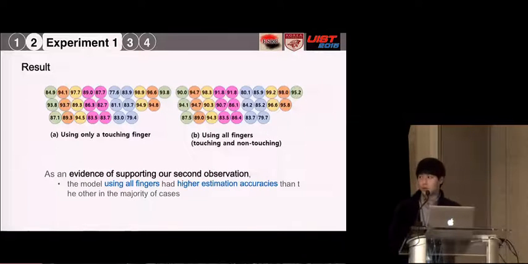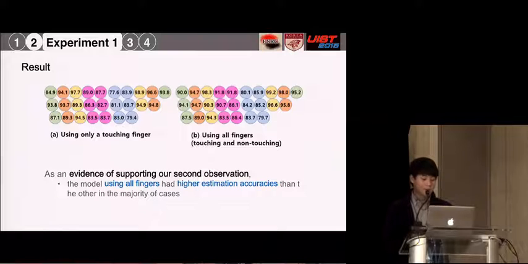As shown in these figures, this shows inference accuracies of key classification. Figure A shows key classification accuracy using logistic regression with only the location of the touching finger, while figure B shows values for logistic regression using all finger positions. As evidence supporting our second observation, the model using all finger positions had higher estimation accuracies than the other.